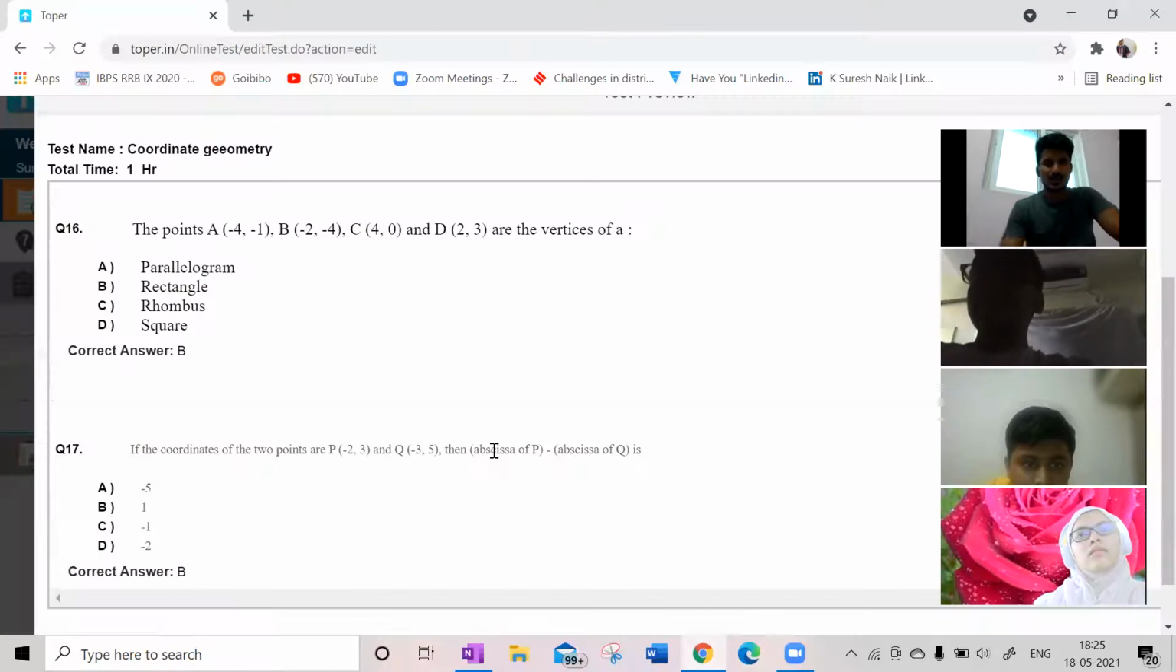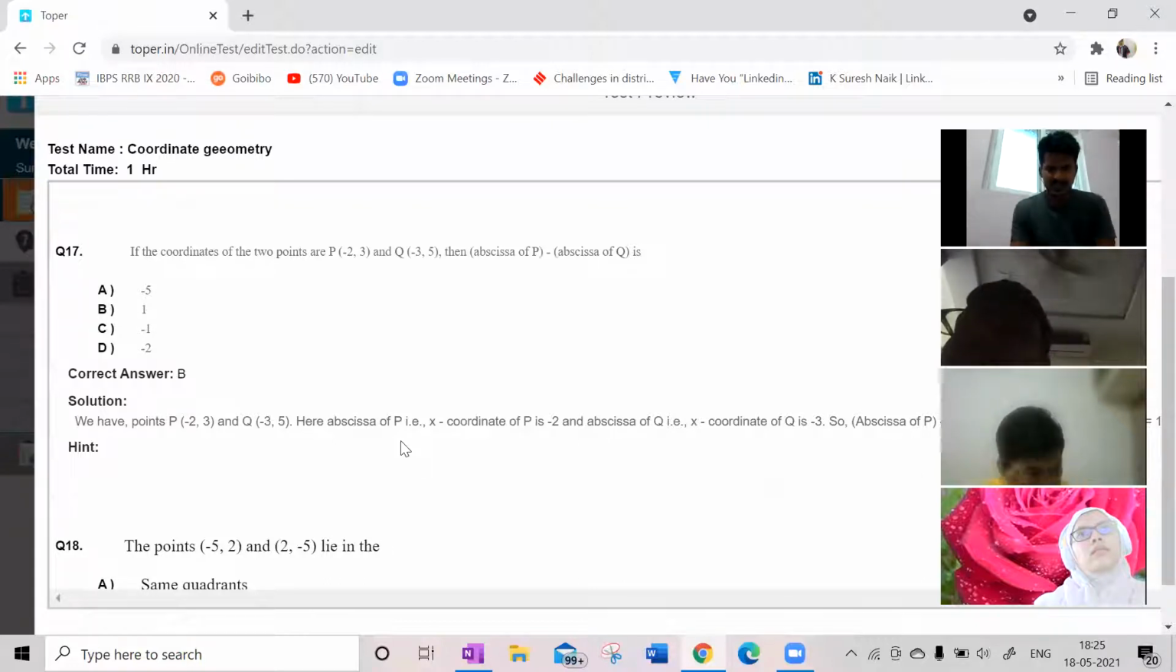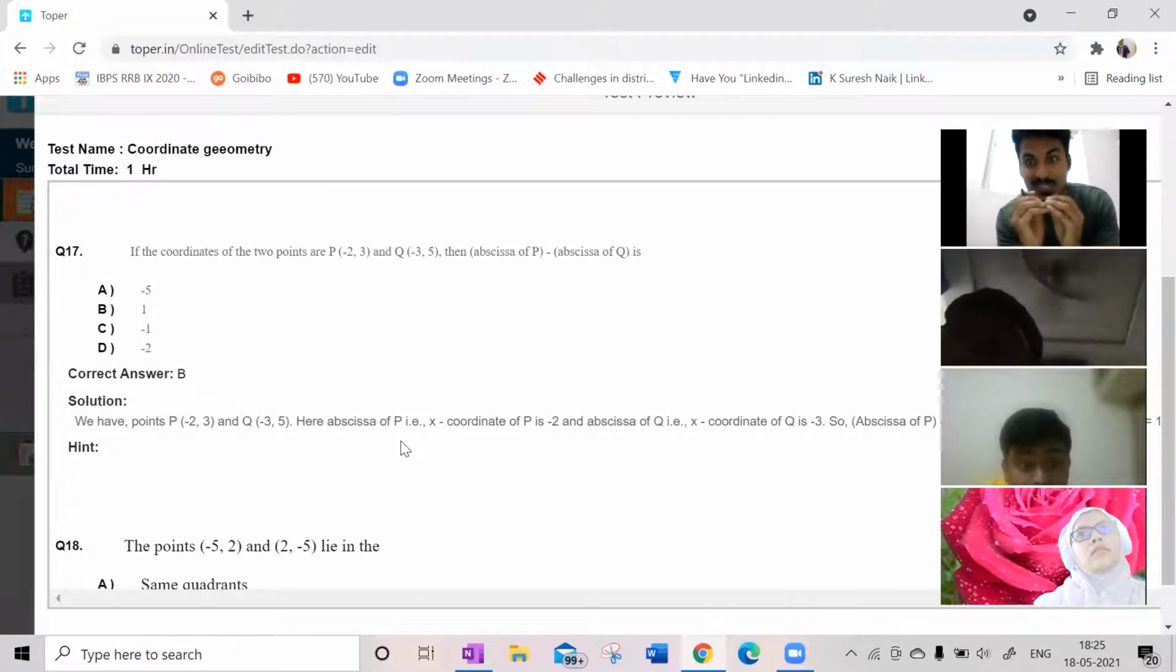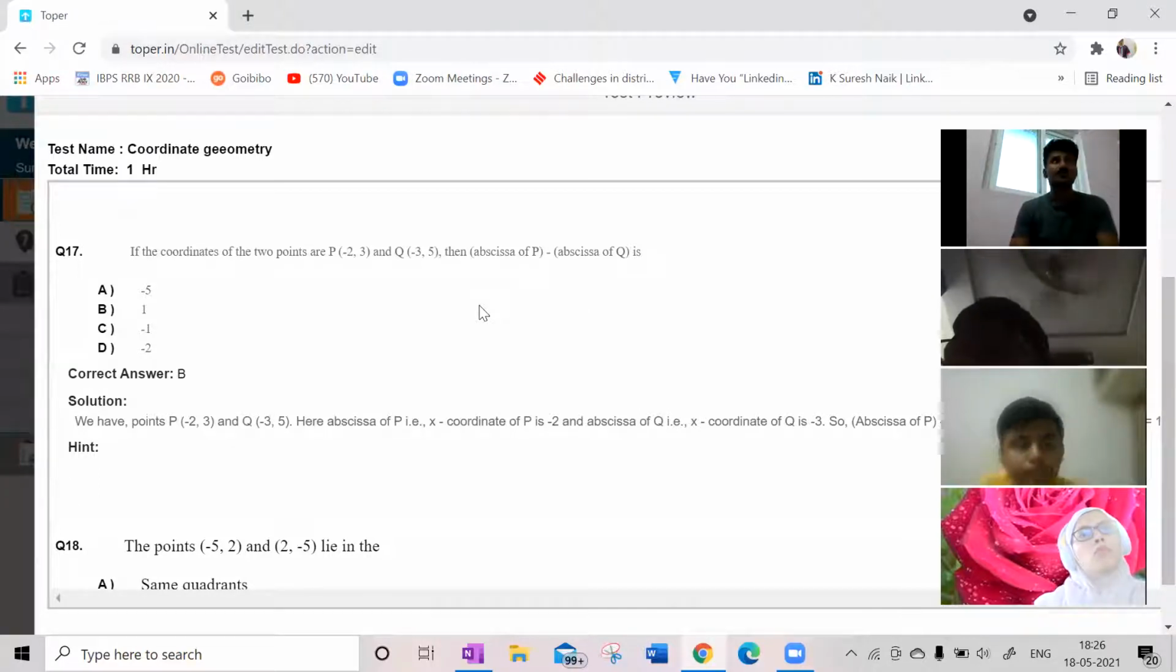So next one, the 17th. If the coordinates of two points P and Q are given, then the abscissa of P and the abscissa of Q is what? What is the abscissa of P? -2 and -3. So -3 is the right answer. Yes, sir. So chalo, next question.